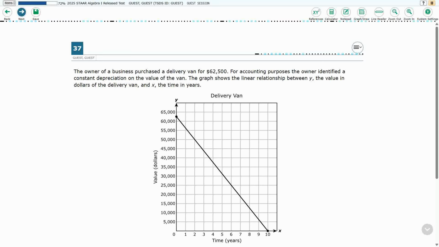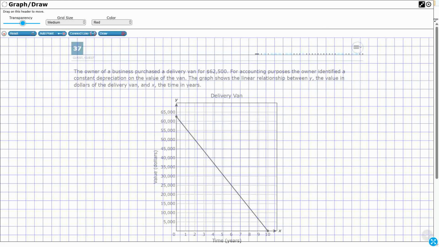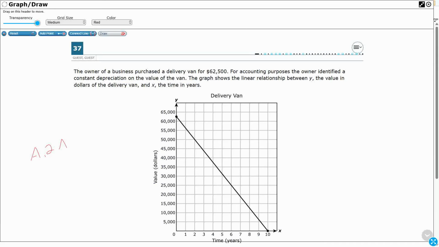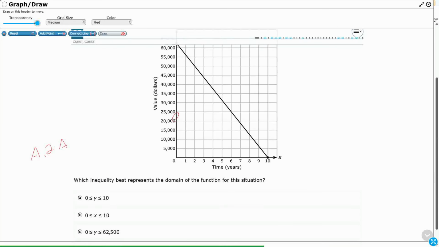Next, for number 37, we are looking at domain and range of linear functions. This is A.2a. And we have a graph and a verbal description we're going to need to take a look at. So we get the owner of a business as a delivery van, and then its value, right? So the second you drive a van off the lot, it becomes less and less valuable. It's called depreciation, and eventually it's not worth anything because it's old and beat up and has too many miles on it. That's how cars work.